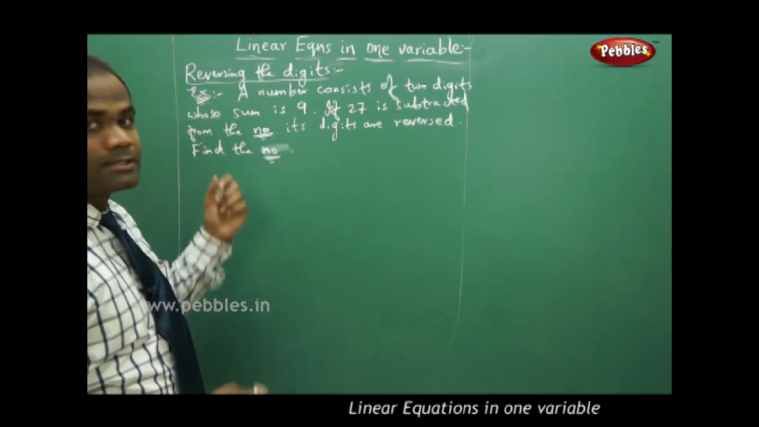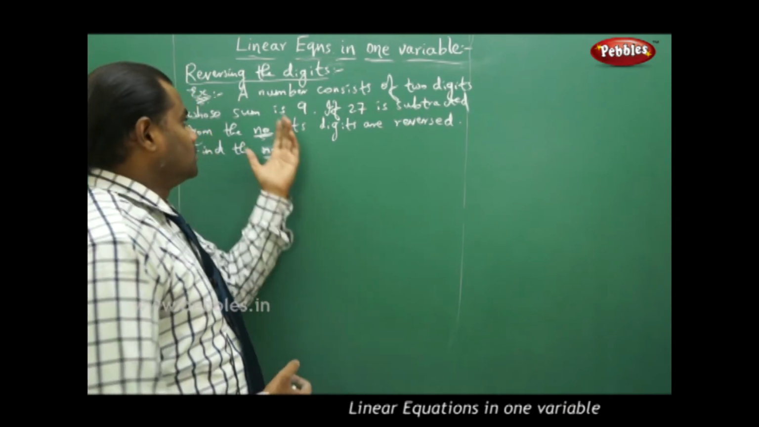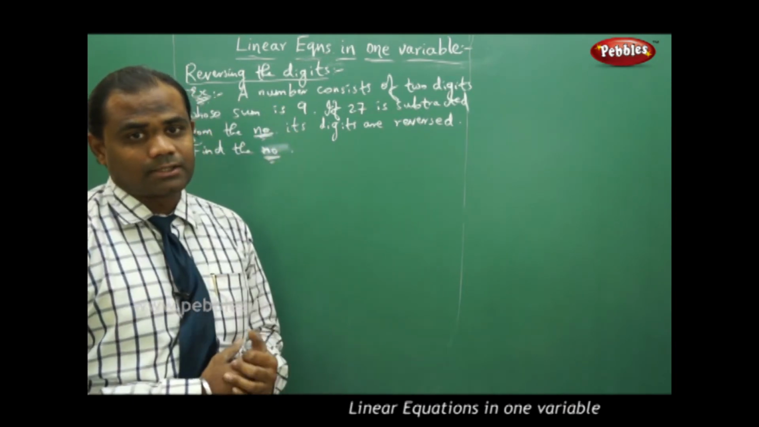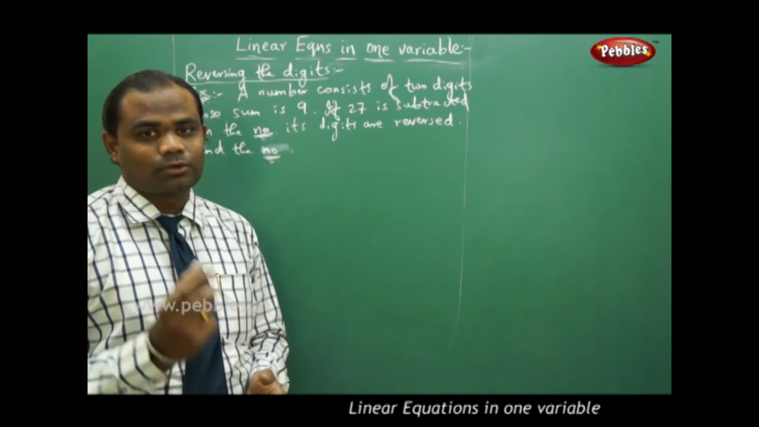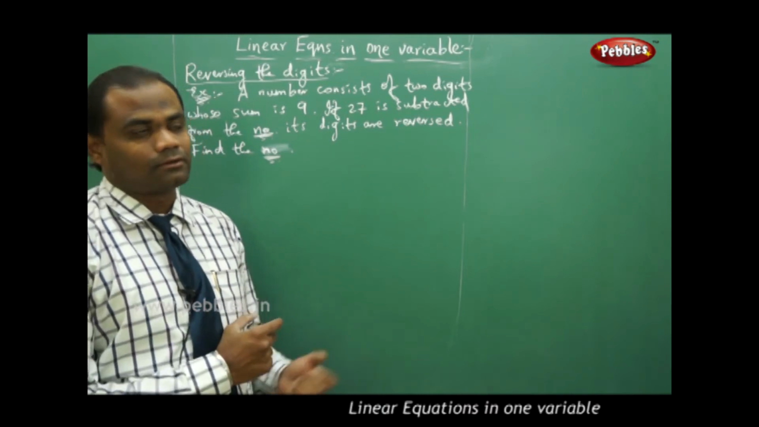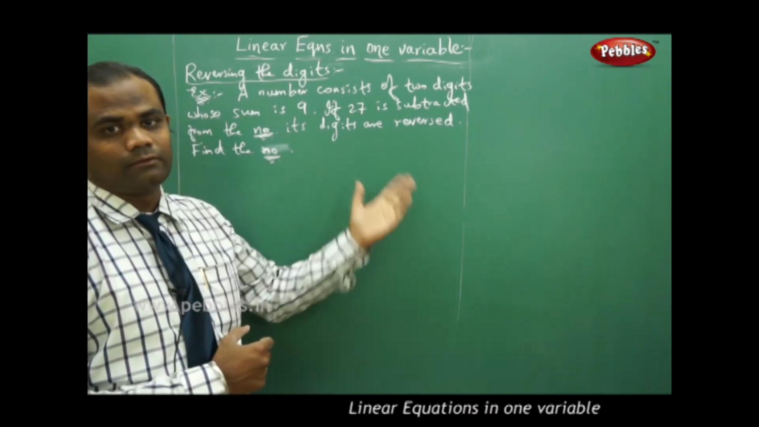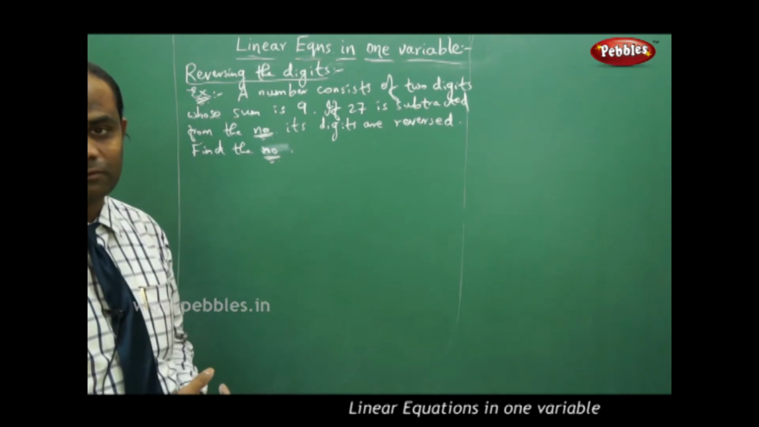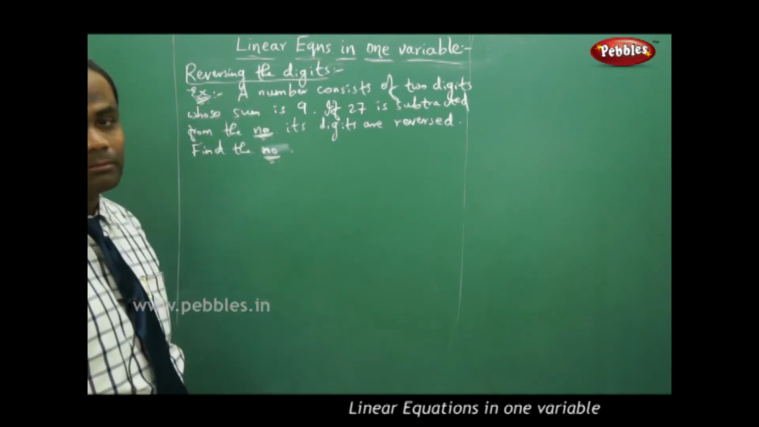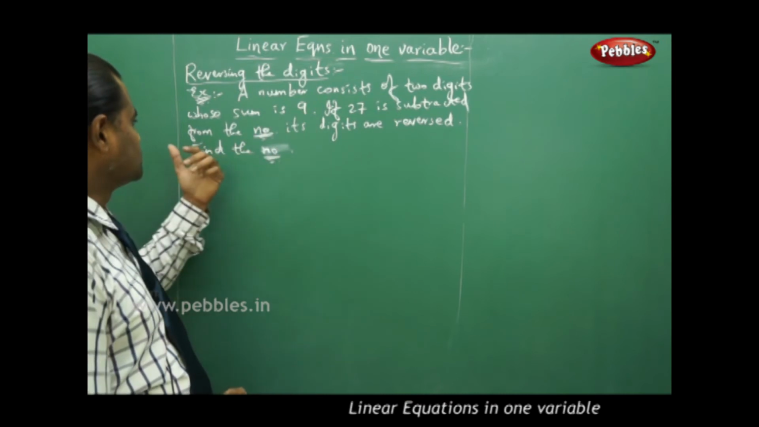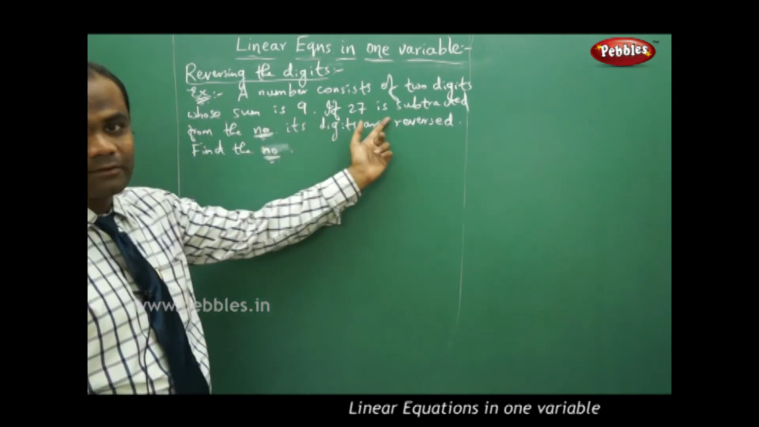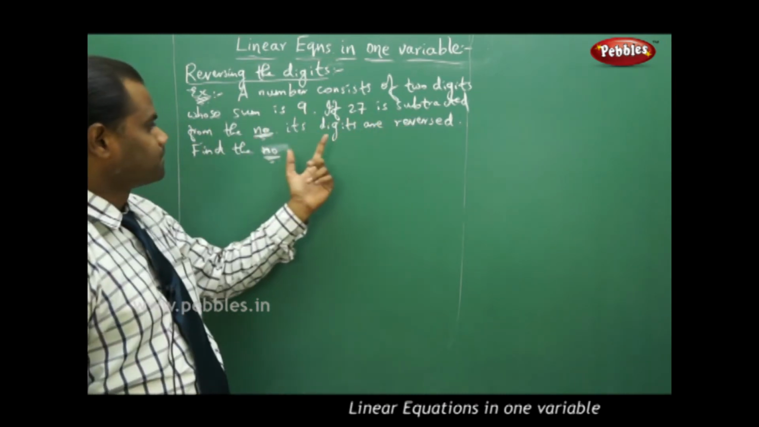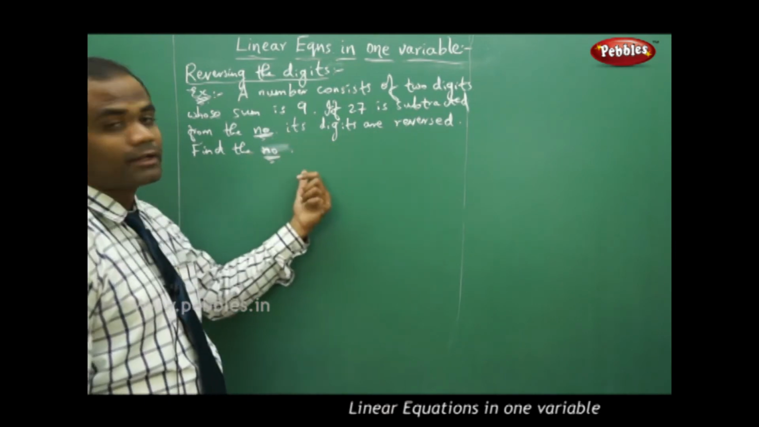Now let's see a problem where the digits are reversed. In this case, we need to use the concept of numbers in these kinds of problems, where we are going to connect with linear equations, of course. Now let's see the problem. A number consists of 2 digits whose sum is 9. If 27 is subtracted from the number, its digits are reversed. Then find the number.